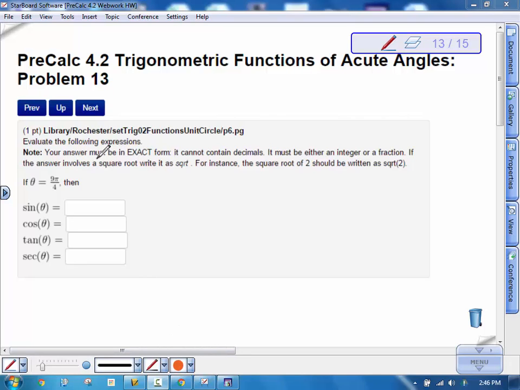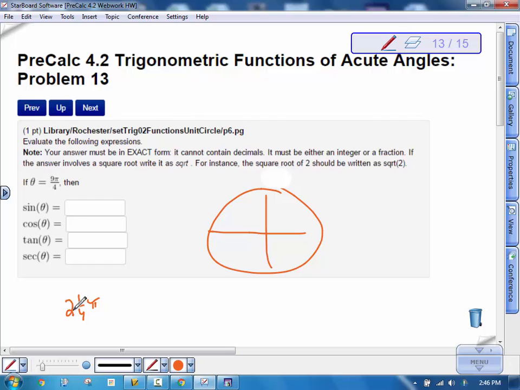Okay, the next problem wants you to enter your answer in exact form. So 9 pi over 4, let's graph that. 9 pi over 4 goes around, it's really 2 and a quarter pi. If you divide, 4 goes into 9 2 times with a remainder of 1. So really that means you go around 2 pi and then another quarter pi.